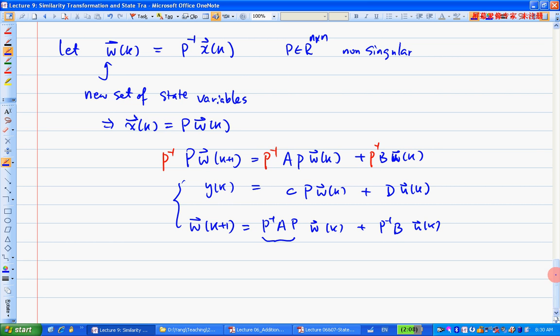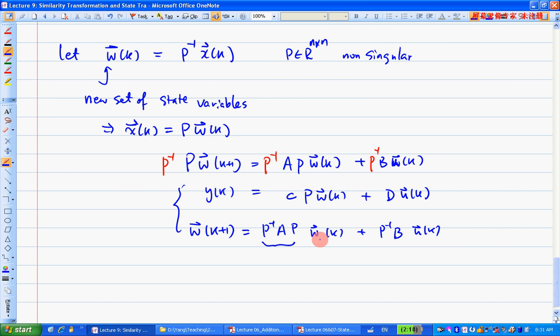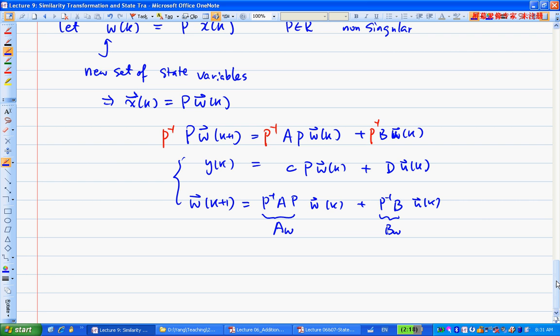Previously, your matrix here is A, that's for X. Right now it's for W, and this is a new system matrix, P inverse A P. Isn't that basically the similarity transform, according to the definition? Let's call this A_W here, and this B_W. And then this C P here is C_W. D didn't change, D is still the same thing. So D_W, same thing.